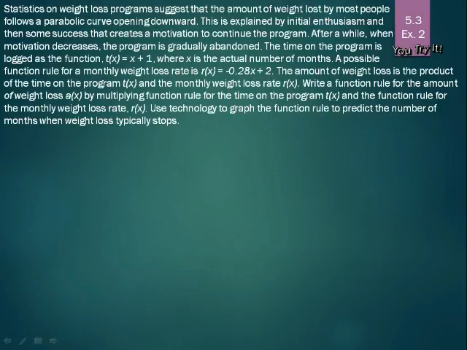Alright, so to find this new function rule for the amount that people actually lose over time, we need to find a(x). So we need to multiply t(x) and the function rule for the monthly weight loss rate, r(x). And t(x) up here is x + 1, so we can plug that in for t(x). And then for r(x), we can plug in -2800x + 2.